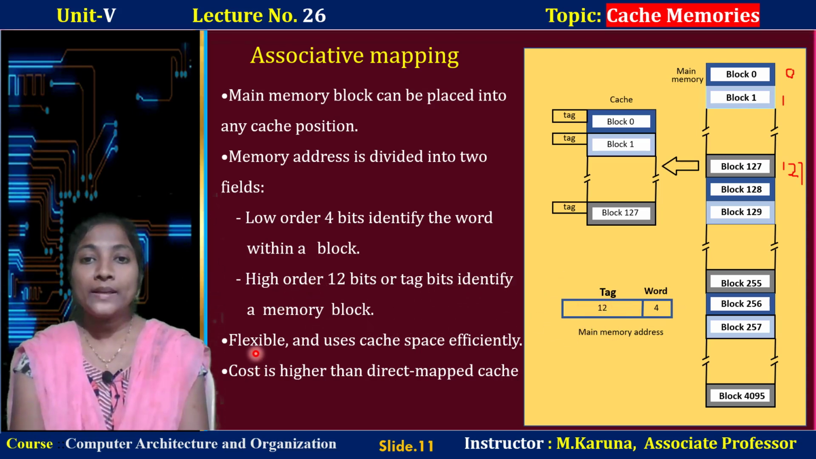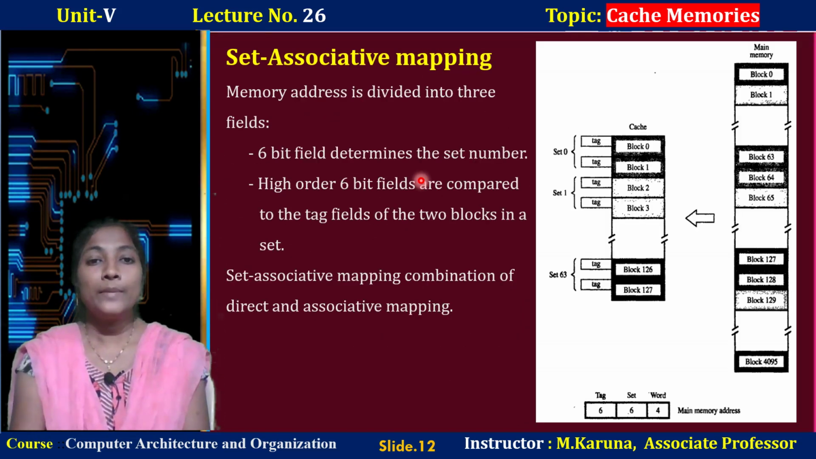This mapping technique is flexible and uses cache space efficiently. Cost is higher than the direct mapped cache. So why can we say flexible? Any block from the main memory can be stored into any block of the cache memory. Here we can say a main memory block can be placed into any cache position. So that's what we can say, this associative mapping is flexible.